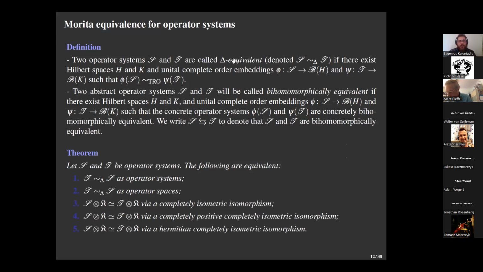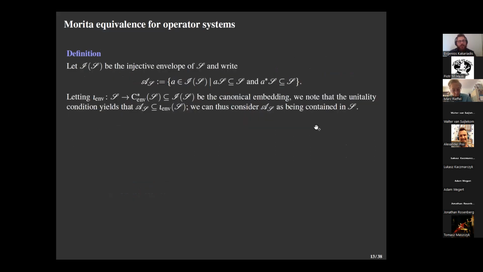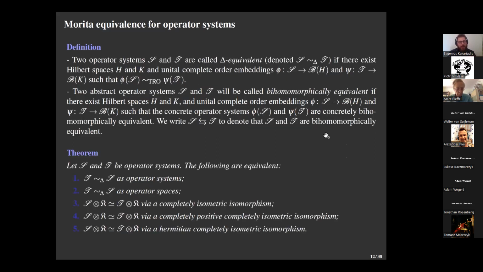Right. I said before that the concrete versions of delta equivalence and bihomorphic equivalence are the same. In order to compare their abstract versions, I have to go a little bit deeper in the theory and have an abstract characterization of these notions that hopefully will answer Alex's question.